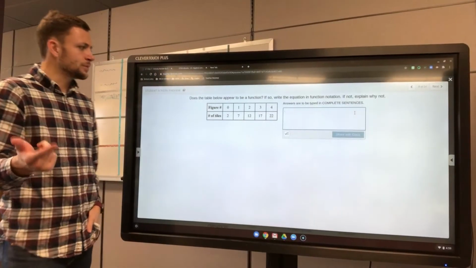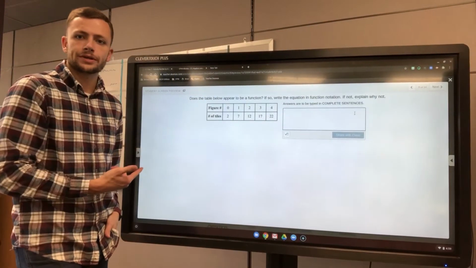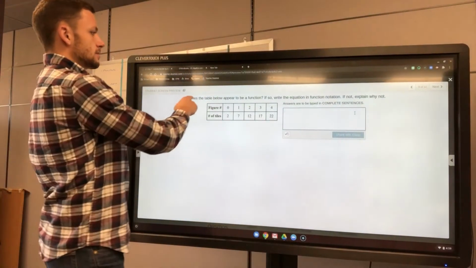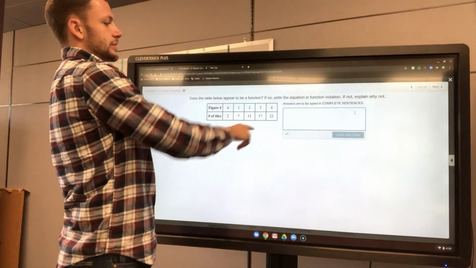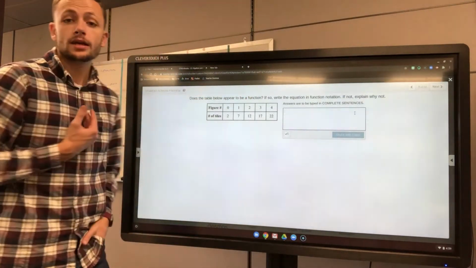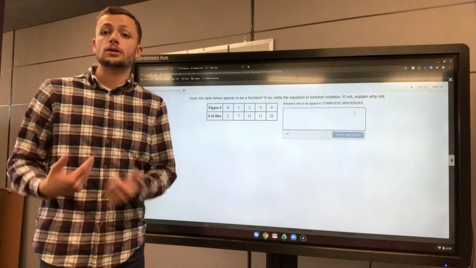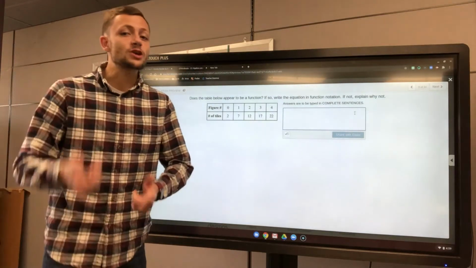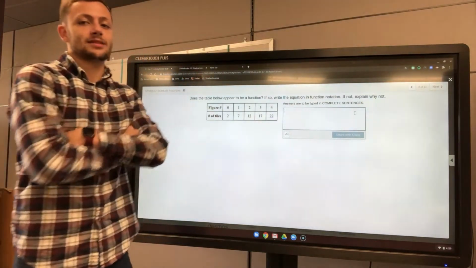Hey guys, so we were just asked a pretty cool question on the previous screen, weren't we? It says, does the table below appear to be a function? If so, write the equation in function notation, and if not, explain why. So I'm here to explain why, so that way you can go back and amend your answers to that problem.